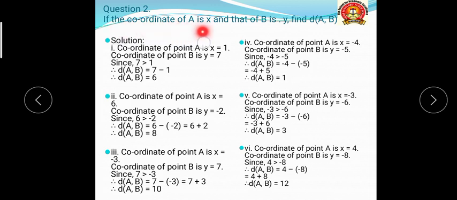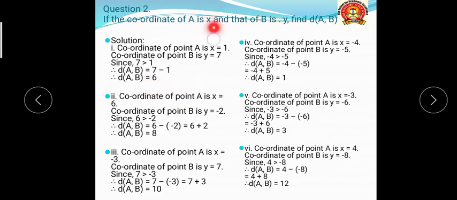If the coordinate of A is x and of B is y, then find the distance of A comma B. We have to find the distance between point A and B. Now listen, the coordinate of point A is x equal to 1. The coordinate of point B is y equal to 7, and therefore the distance of A comma B is equal to 7 minus 1. Distance of A comma B is equal to 6.